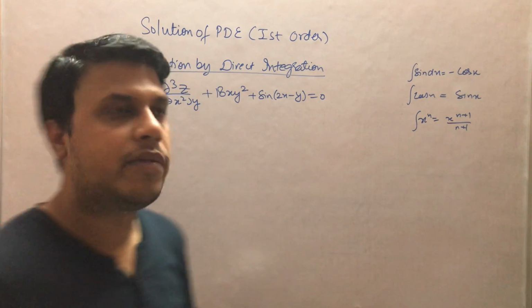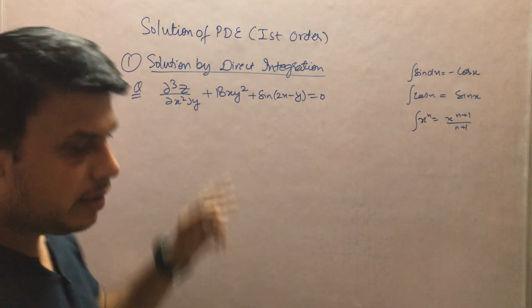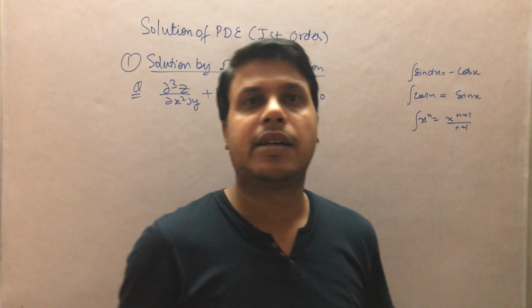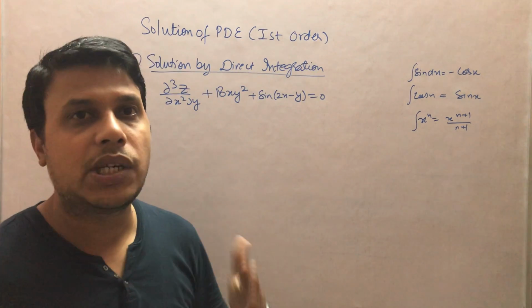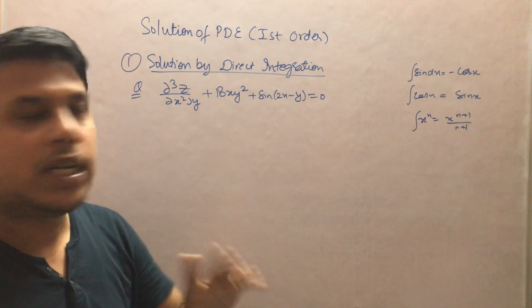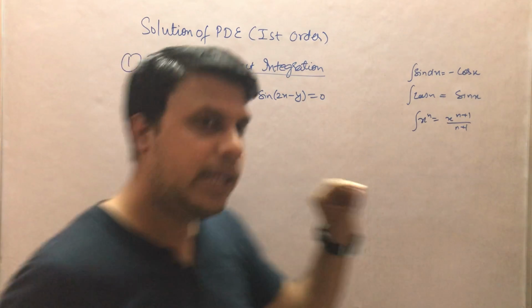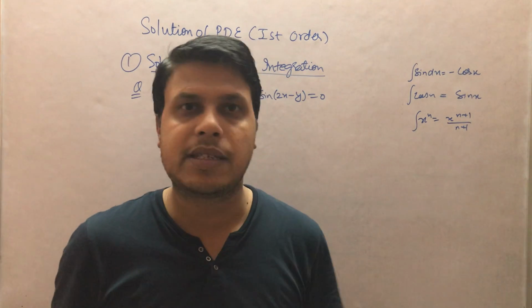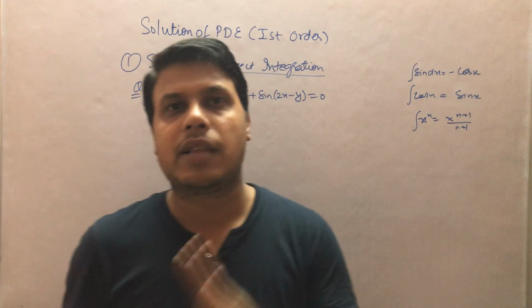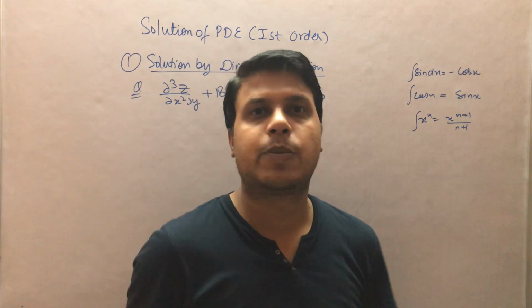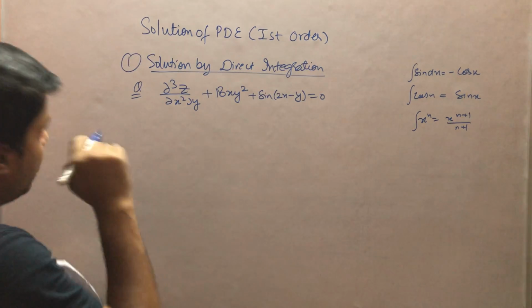Now we are going to solve it. So we can see that del 3 z means we have to integrate this equation 3 times. Out of the 3 times, we are going to integrate first 2 times with respect to x, and at the last attempt we are going to integrate with respect to y. Okay.